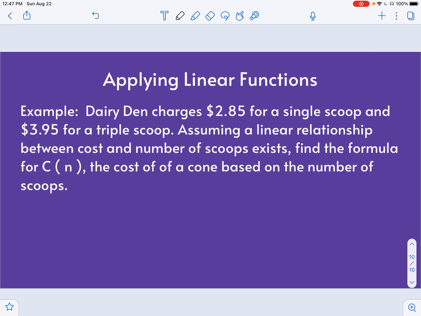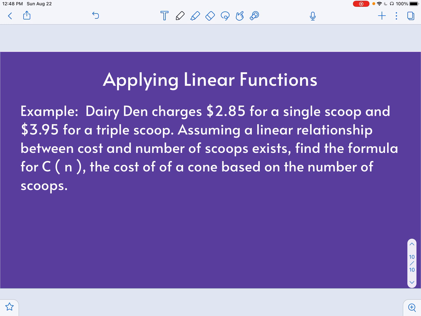So this last one is applying. And applying, you guys tend to skip it. You skip it because, well, it has words. But you actually need to read, especially in algebra. So make sure you take your time and read if they give you a verbal prompt. So Darry-Den charges $2.85 for a single scoop and $3.95 for a triple scoop. Assuming a linear relationship between cost and number of scoops exists, find the formula for C of n, the cost of a cone, based on the number of scoops.